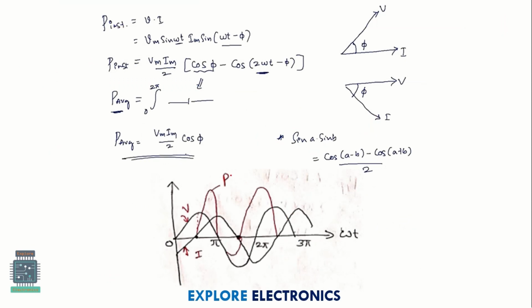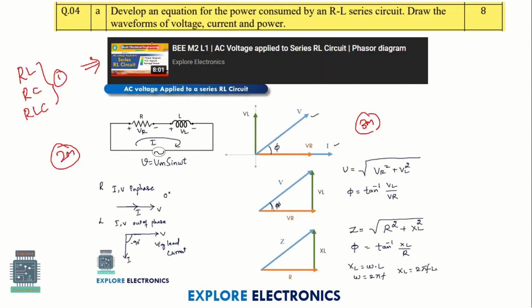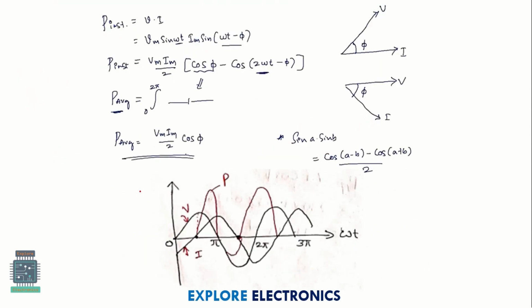So they are asked to write the waveform also. Carefully observe here, they are asked to write the waveform of voltage, current and power. So with this explanation and the expressions, you need to write this waveform also. Obviously this carries 2 marks.